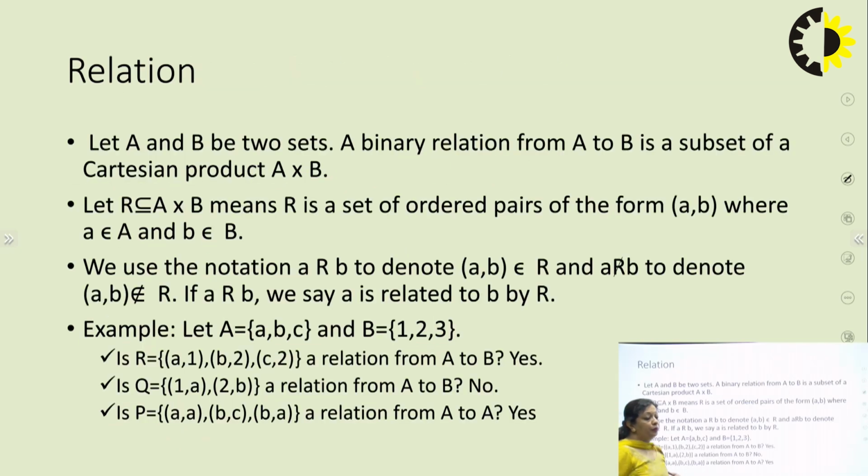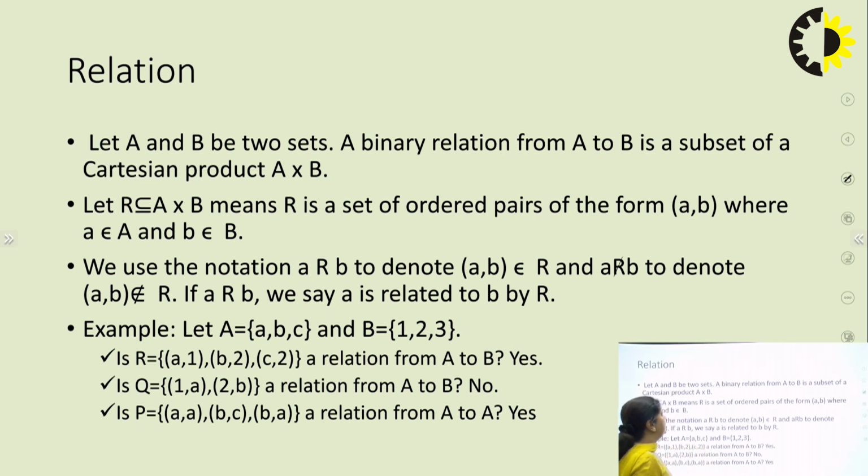So now coming to relations. As we have already seen what an ordered pair is and what the Cartesian product is, now we'll come to what exactly a relation is. If I try to define it, a relation is going to be a subset of the Cartesian product.